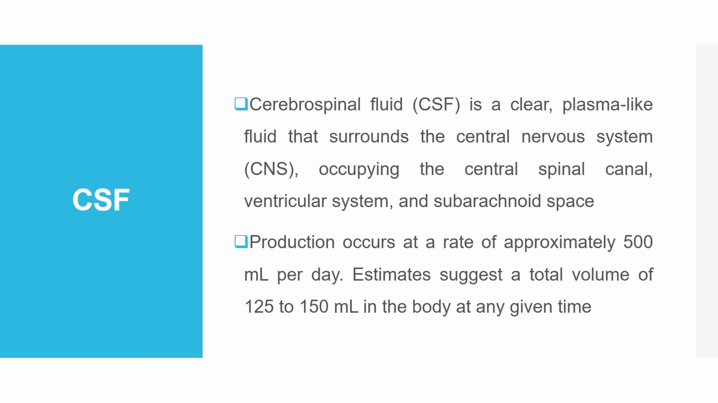Now, what is CSF? CSF is a clear, plasma-like fluid that surrounds the central nervous system, occupying the central spinal canal, ventricular system and subarachnoid space. So it is a clear fluid. It has contents such as sodium, chloride, protein, WBC, sugar. Production of CSF is 500 ml on a daily basis. And at any point of time, there will be 120 to 150 ml of CSF in our body.